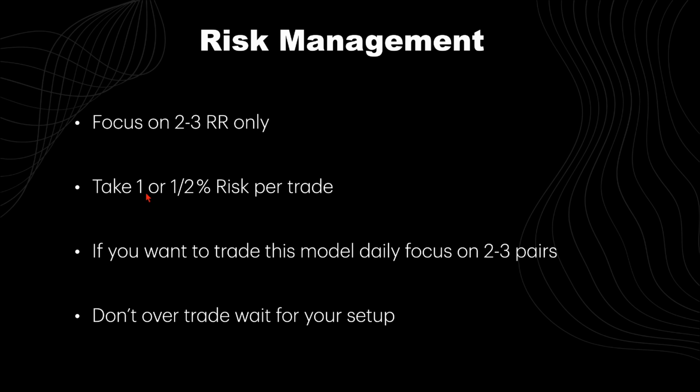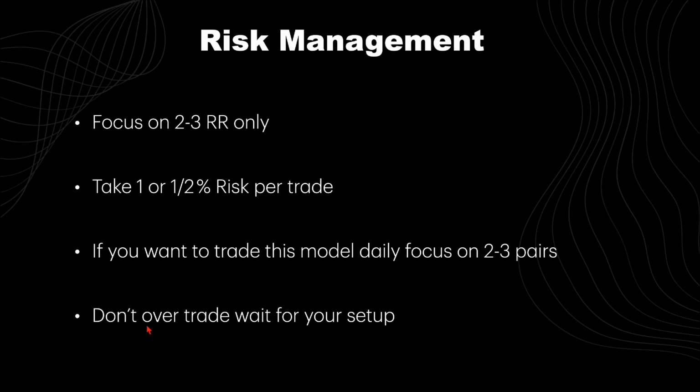Take 1% or 0.5% risk per trade. Never risk more than 1% or 0.5% of your capital on a single trade. This keeps your account safe from major drawdowns and allows you to stay in the game long term. Trade 2 to 3 pairs only. If you're trading this model daily, focus on just 2 to 3 pairs. Spreading yourself too thin across multiple pairs will dilute your focus and lead to overtrading.